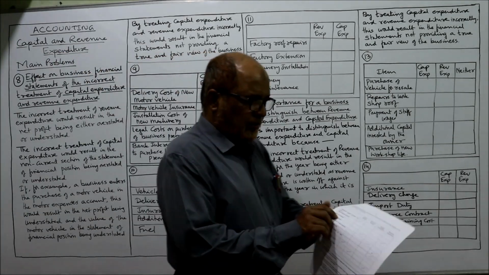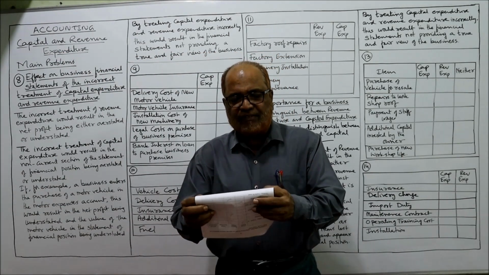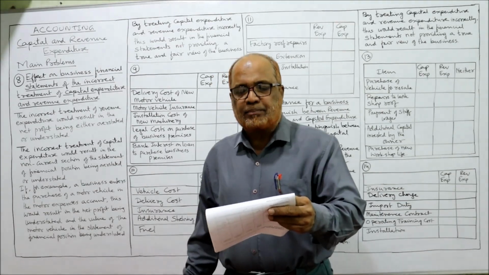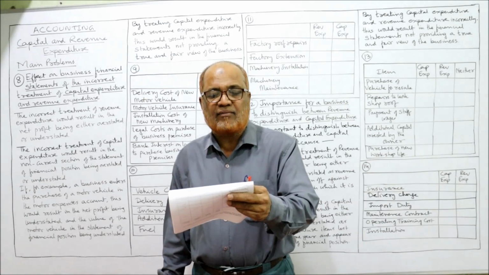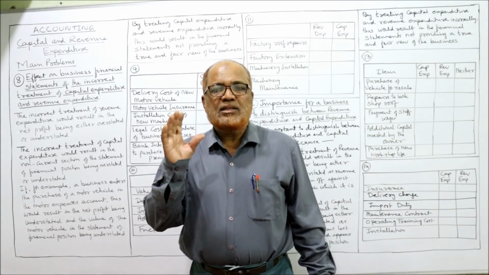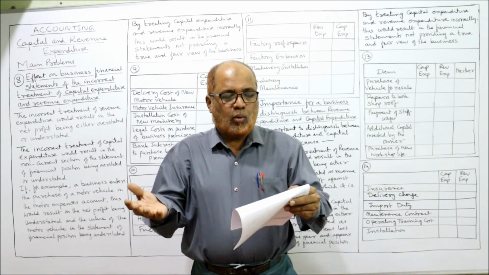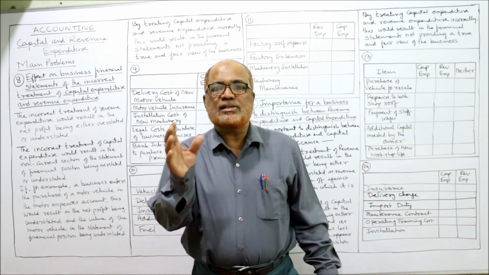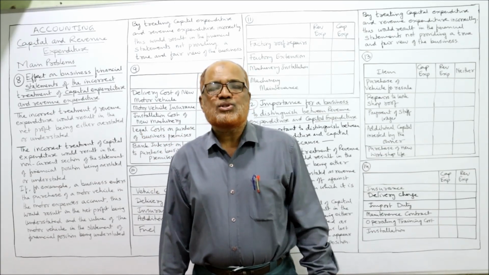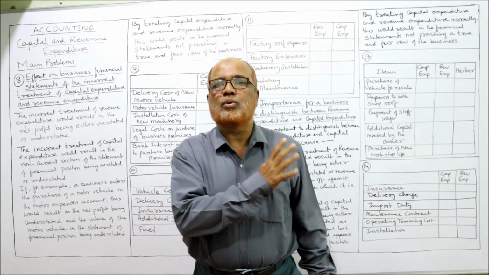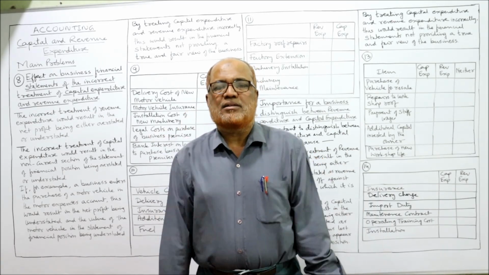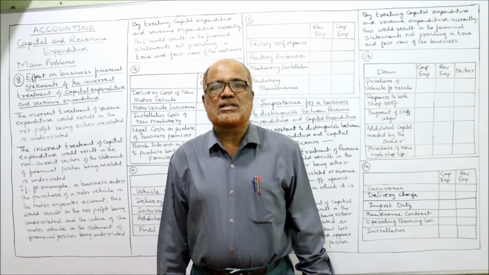Come on, see the 8th problem. Evaluate the effect on a business's financial statements of the incorrect treatment of capital expenditure and revenue expenditure. It is only a theoretical question, where it is asking you what the effect on the financial statements is. The financial statements consist of the income statement and the statement of financial position. These two combined are called financial statements.